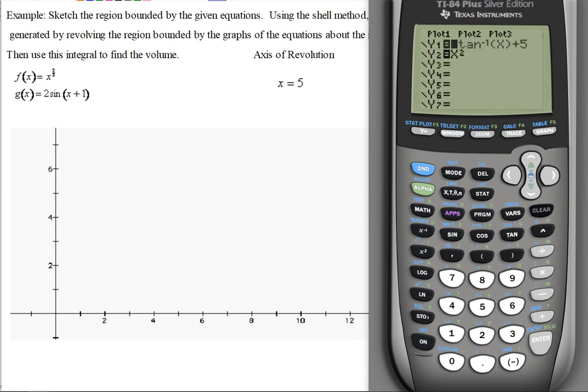Clear these out. So we've got x to the power, and then if you have an older one like mine, you have to put in parentheses, so it knows that whole 2/3 is the exponent, and then we've got 2 sine of x plus 1. Okay. And then let's change our window size. Let's go -1 to 12 on x min and max, and -1 to 7 on the y min and max. Oops, scale, keep that 1.